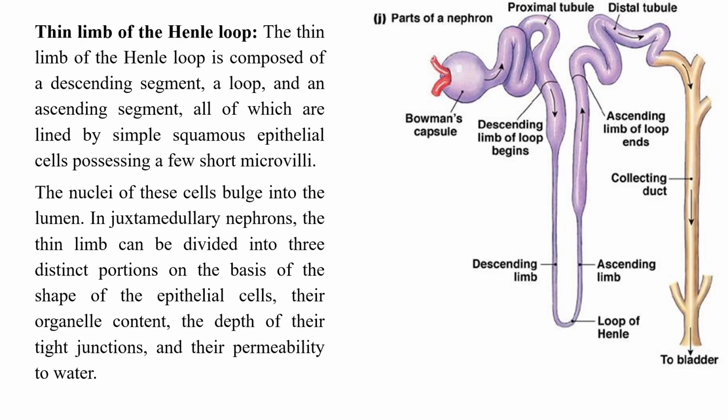The thin limb of the loop of Henle. The thin limb of the loop of Henle is composed of descending segments, or a loop, and an ascending segment, all of which are lined by simple squamous epithelial cells possessing a few short microvilli. The nuclei of these cells bulge into the lumen. In juxtamedullary nephrons, the thin limb can be divided into three distinct portions on the basis of the shape of the epithelial cells, their organelle content, the depth of their tight junctions, and their permeability to water.